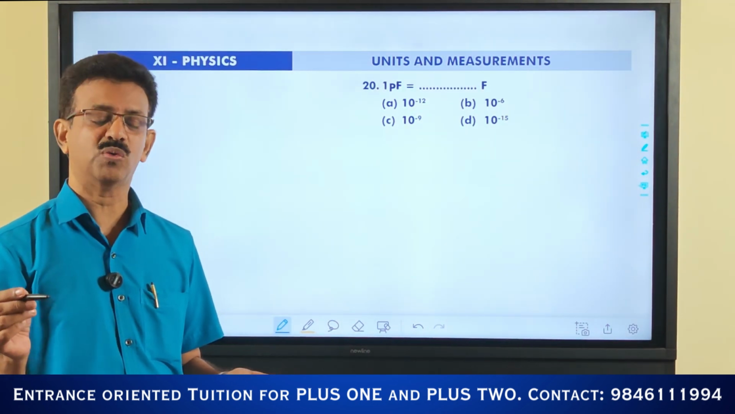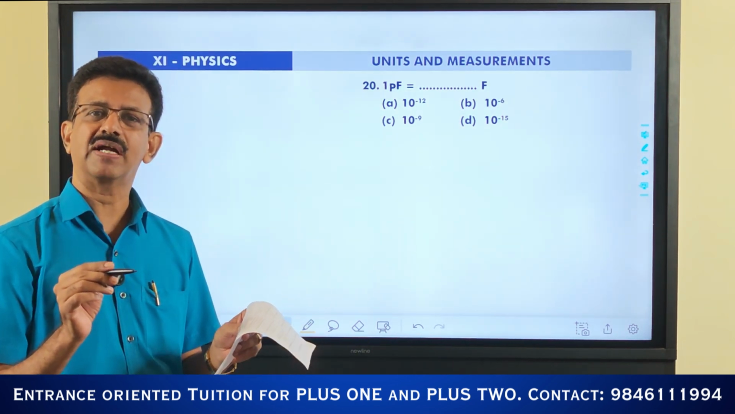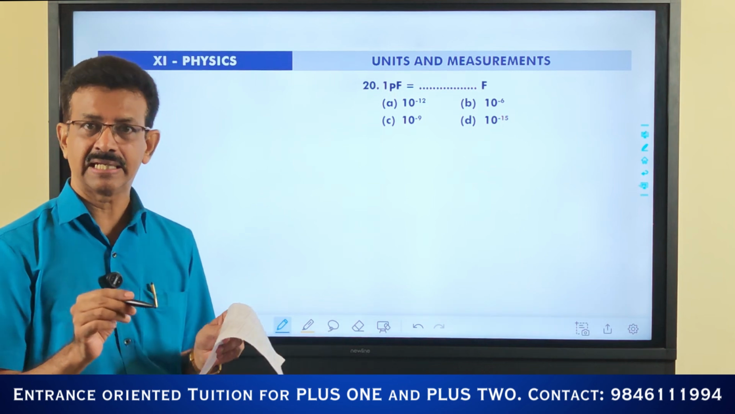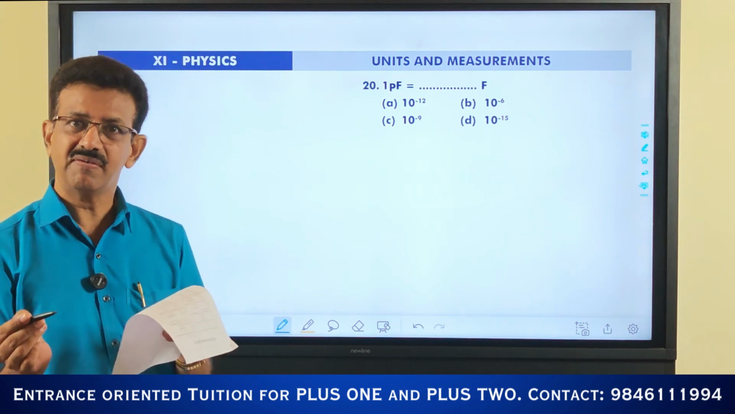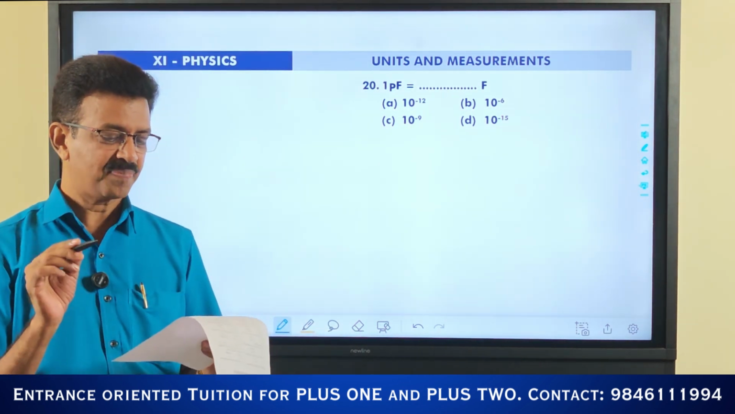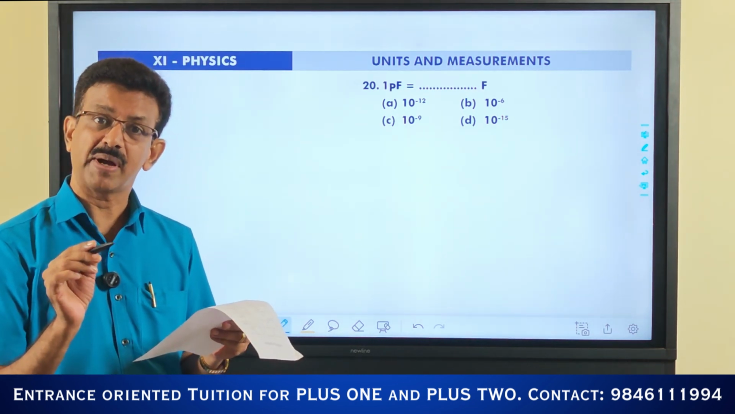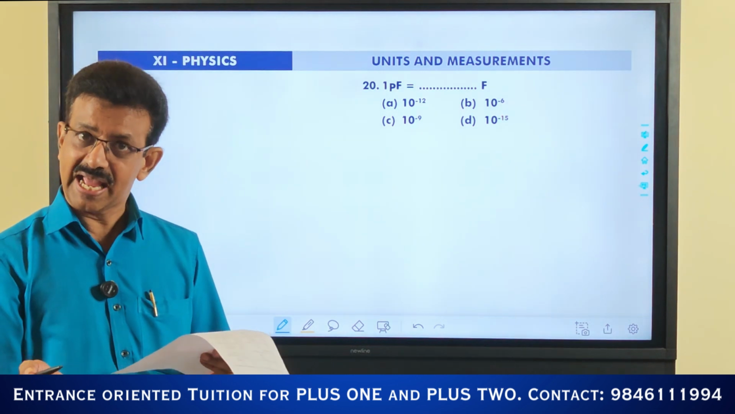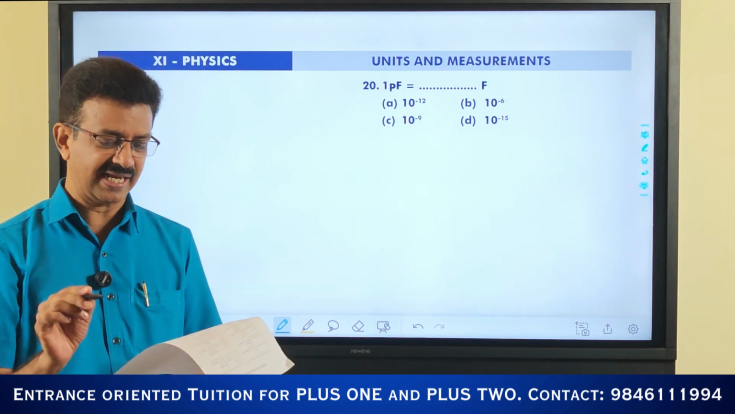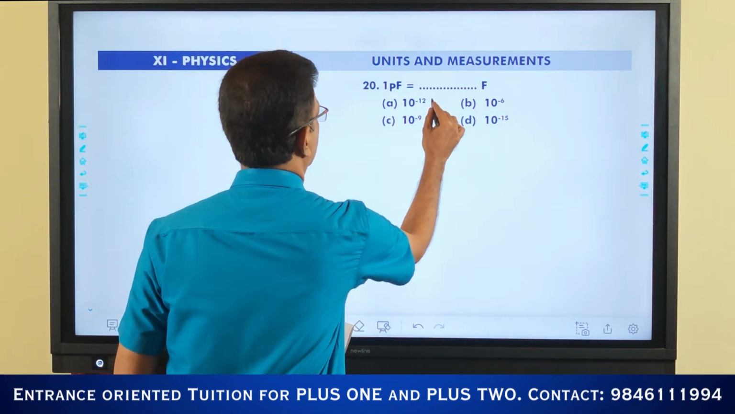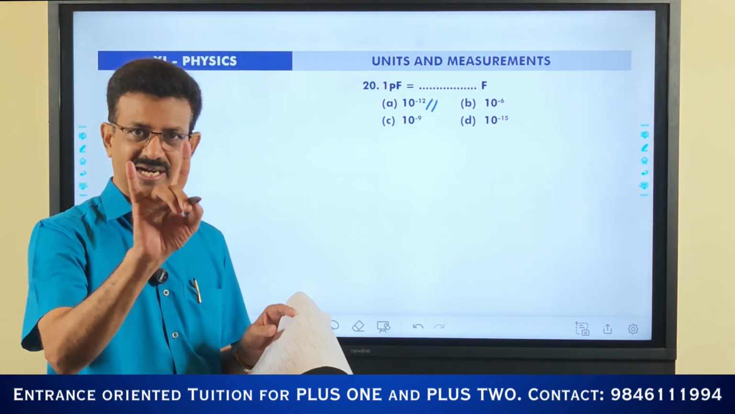Next one is a small question. 1 picofarad equal to dash farad. If the multiplying factor is 10 raised to minus 3, it is milli, minus 6, micro, minus 9, nano, minus 12, pico. Here, the question is 1 picofarad equal to dash farad. That is, 10 raised to minus 12 farad equal to 1 picofarad. Therefore, the answer is 10 raised to minus 12. The conversion factor is 10 raised to minus 12.